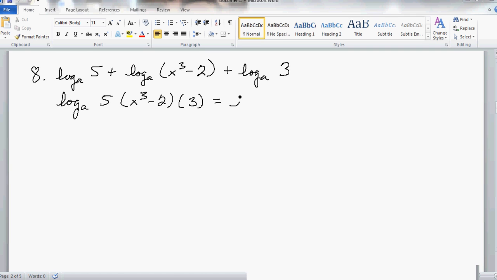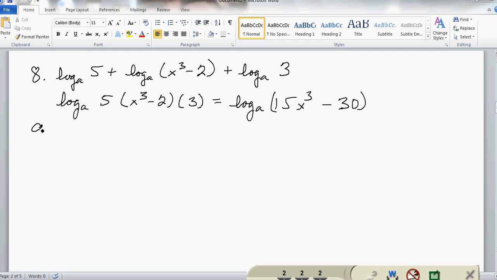And we are going to go ahead and do the multiplication. Well, the easy way, 5 times 3 is 15, and 15 distributed here would be 15x cubed minus 30. And so, final answer would be log base a of 15x cubed minus 30.